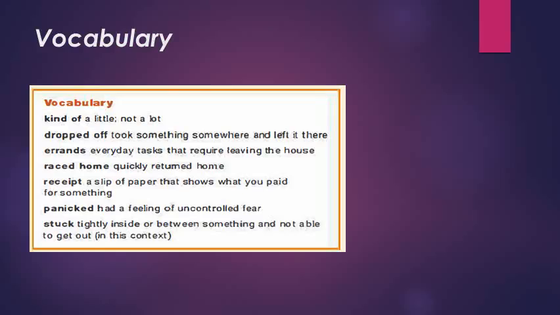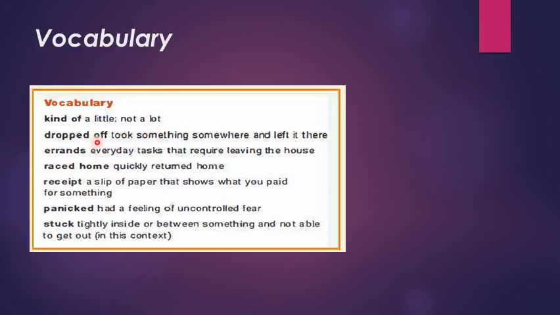We have here some vocabulary in order to understand them easily. So we should get the most difficult words and understand them. First one, I have the word kind of. Kind of is a little or not a lot. So kind of something, for example, it's related to it somehow. Kind of, it's like somehow or a little or not a lot.